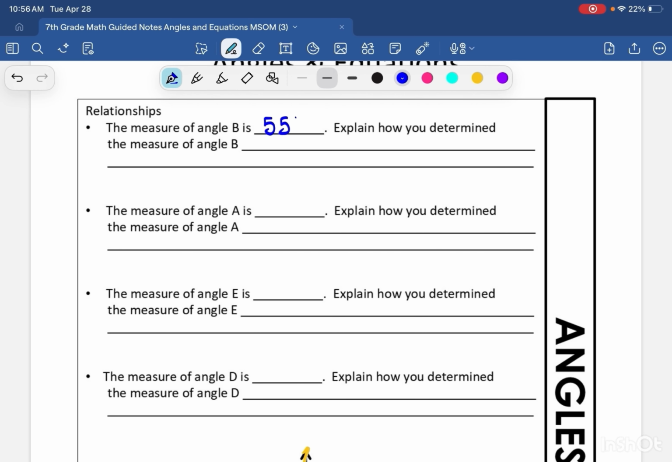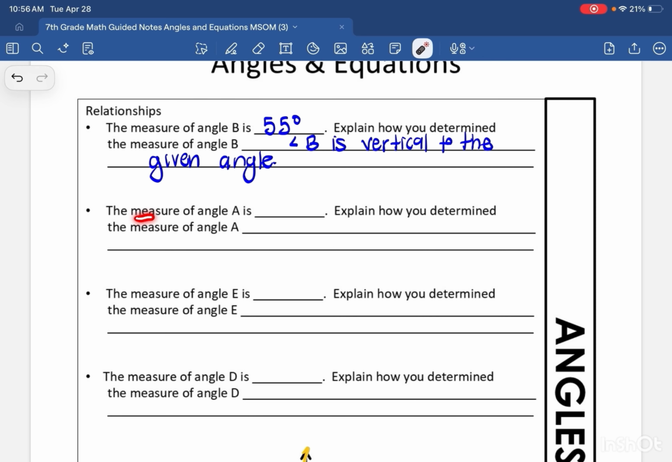And how do I know that? Explain how I know. Well, I know that angle B is vertical to the given angle of 55 degrees, right? Okay, so now let's see what the next question is.